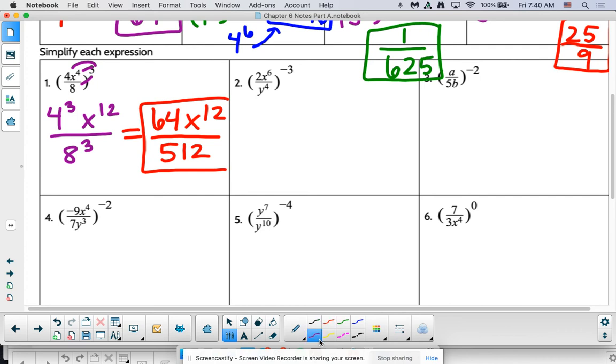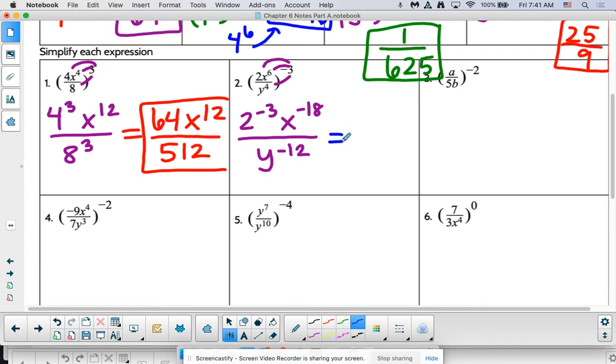All right, let's do another one. Distribute that negative 3 to everything you see. So I'm going to have 2 to the negative 3 x. Remember, a power on a power, we multiply. So what's 6 times negative 3? Negative 18 all over y. 4 times negative 3 should be negative 12.